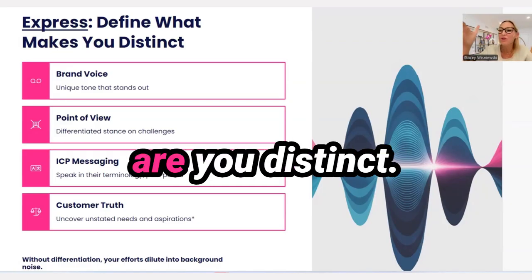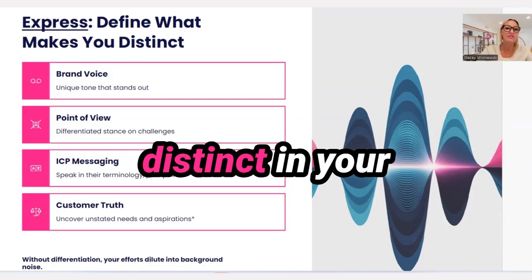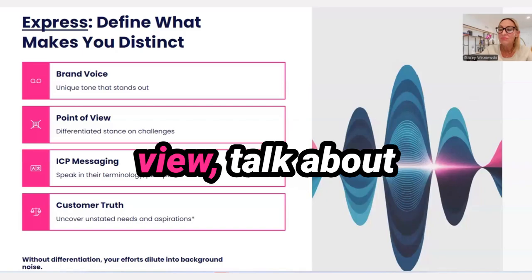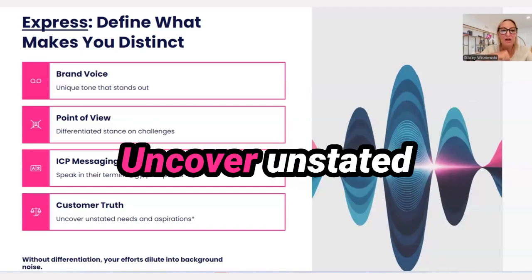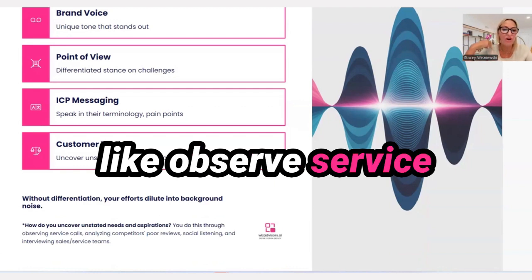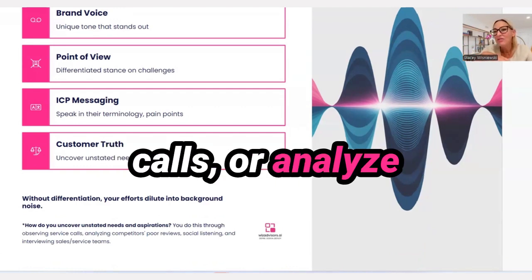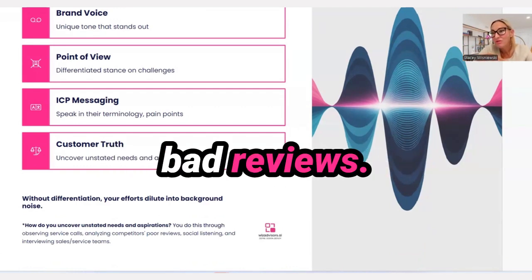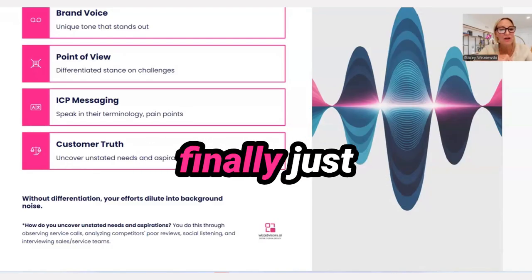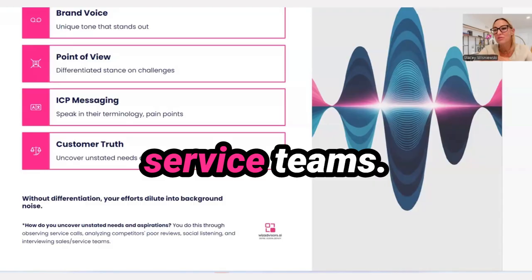Express is how are you distinct? You have to be distinct in your brand voice. It has to stand out. Take a point of view, talk about it on LinkedIn, uncover unstated needs and aspirations. You can do things like observe service calls or analyze your competitors' bad reviews, because then you can use their wording, social listening tools, and then finally just interviewing your sales and service teams.